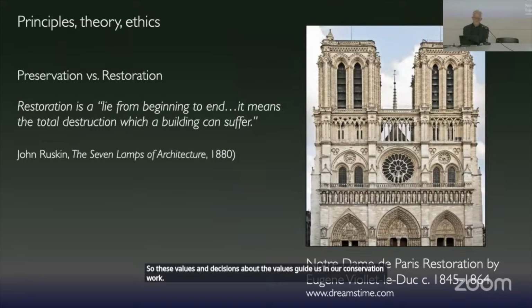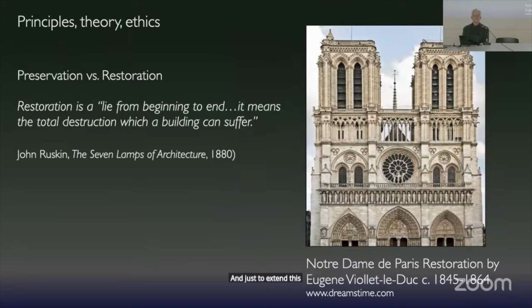And just to extend this, in the 19th century, there was a grand debate over restoration versus preservation, and we'll get to these terms in a minute, where John Ruskin said that restoration is a lie from beginning to end. It means the total destruction which a building can suffer. So he was an anti-restorationist, whereas Viollet-le-Duc embodied a very different attitude about restoration.